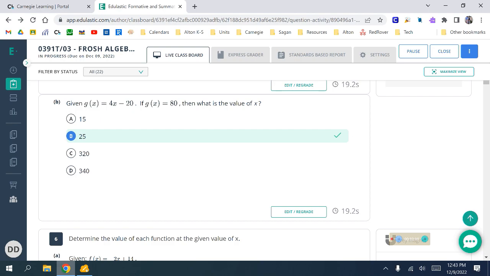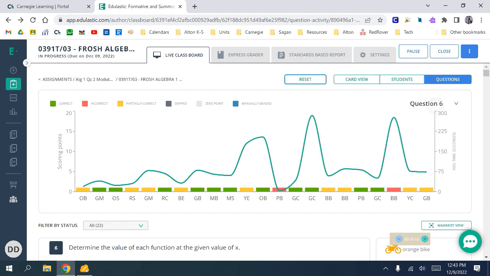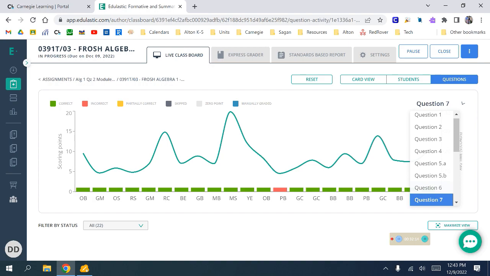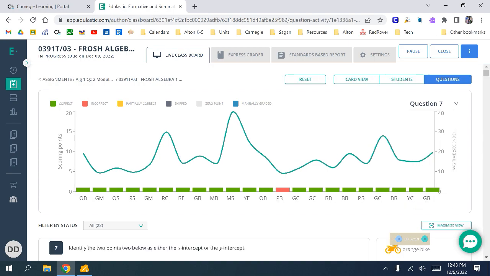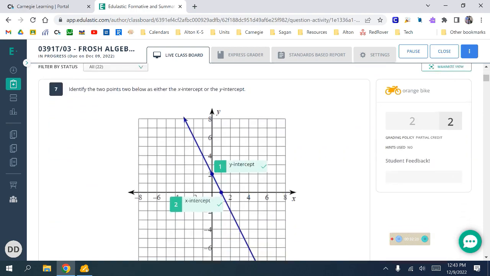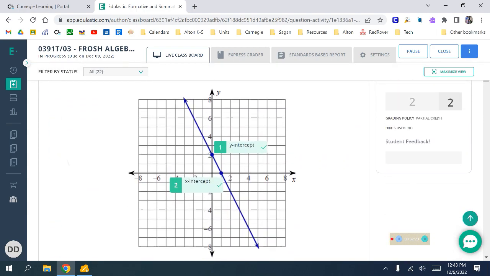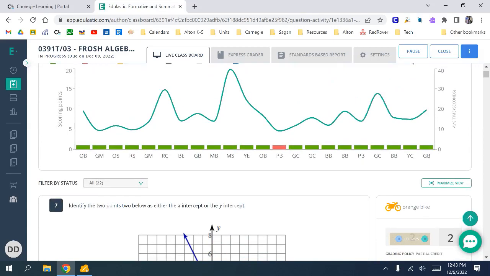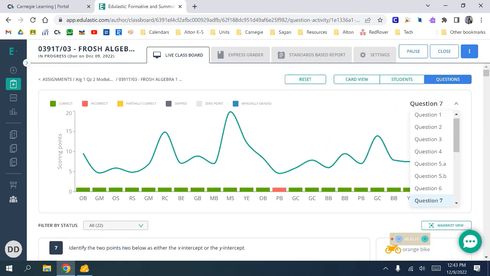What question are we on now? Question 7. Let's go look at your question 7 here. All right, question 7. What do we got? All greens for the most part. Thank you. We at least know the difference where the intercepts are. Keep up with that one. Let's keep going on. Question 8.